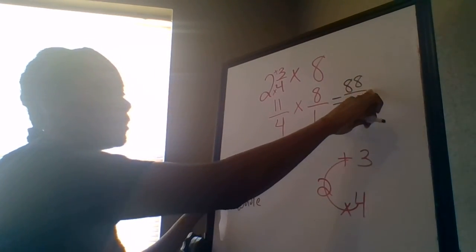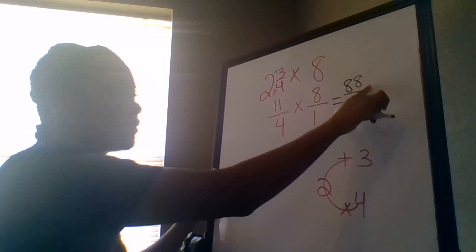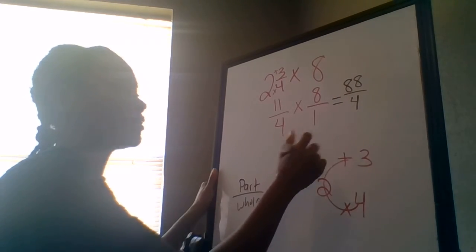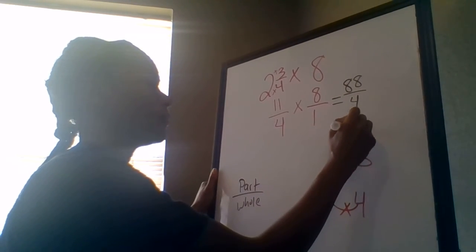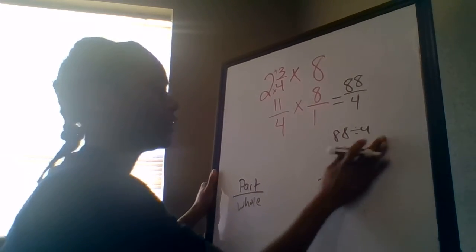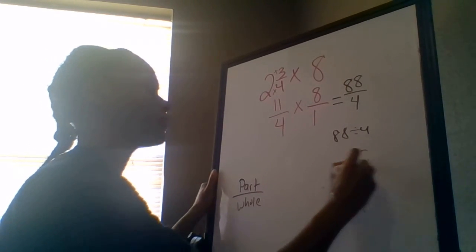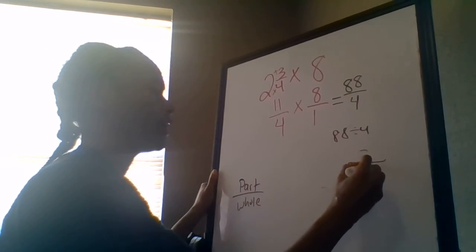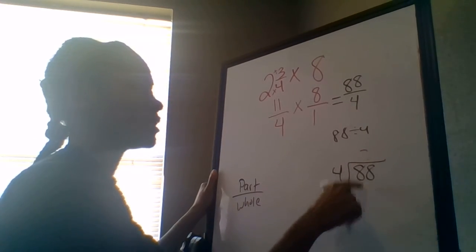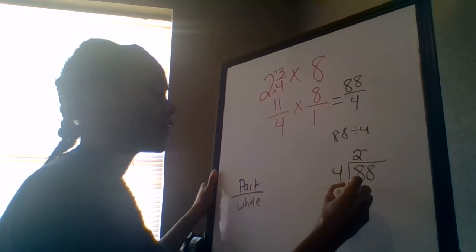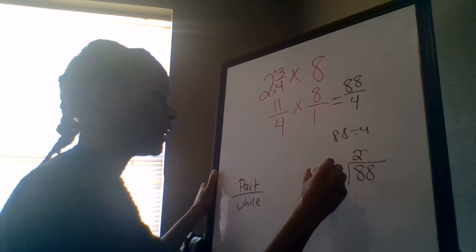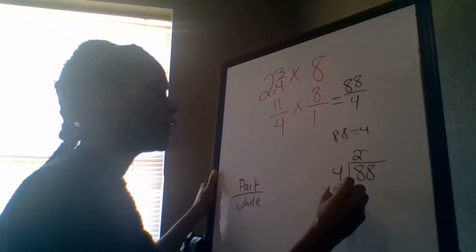And then this is an improper fraction, so I have 88 divided by 4. Another way to write this is 88 divided by 4, or use standard long division. Drop the top number in. 88 divided by 4. 4 goes into 8 2 times. 2 times 4 is 8.